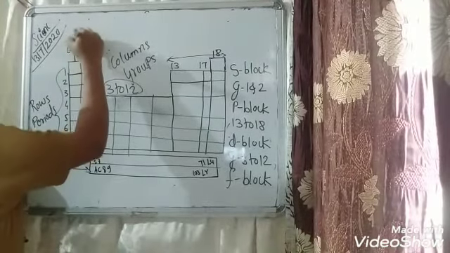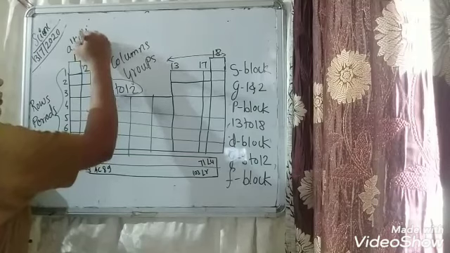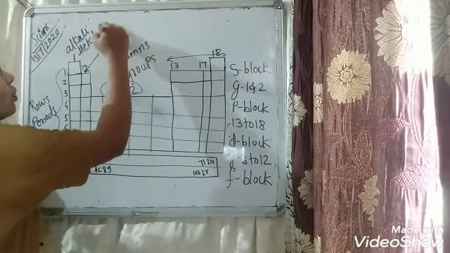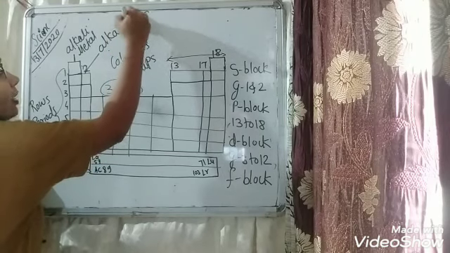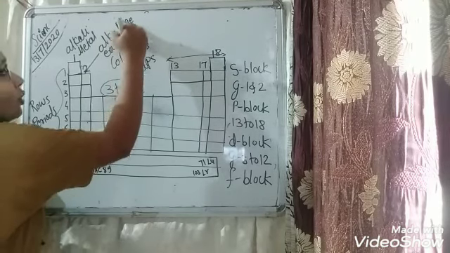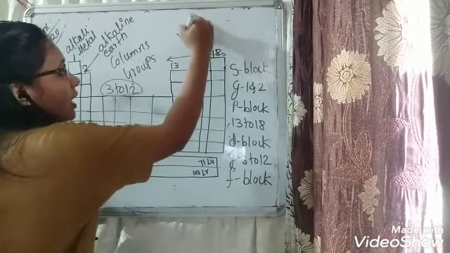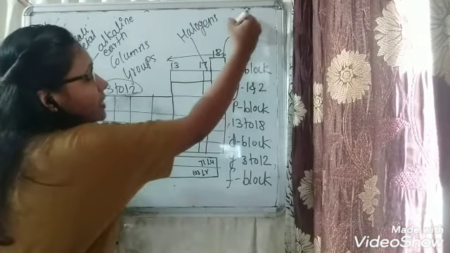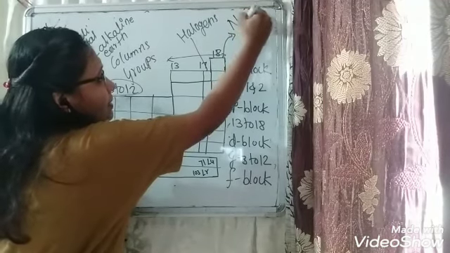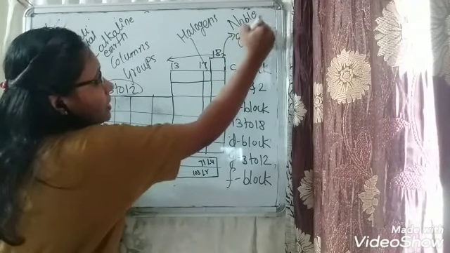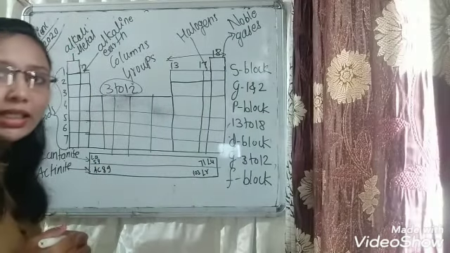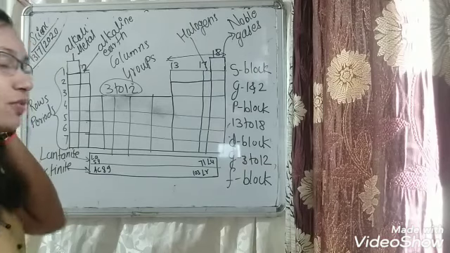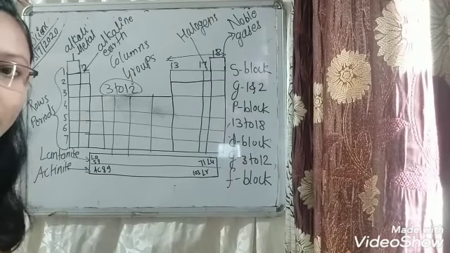Alkali metals. In group number 1, what do they contain? Alkali metals. Then group number 2 contains the alkaline earth metals. Group number 17 contains the halogens, whereas group number 18 contains the noble gases. Noble gases means they are not reacting with any element. They are neutral. So this is what elements are present in the modern periodic table.